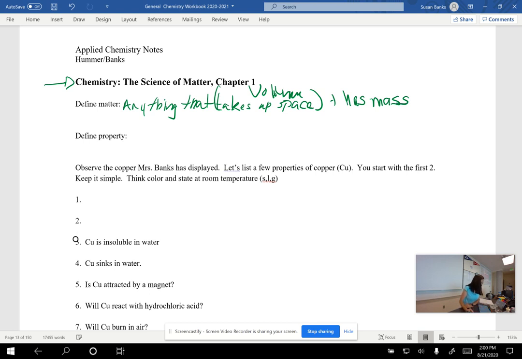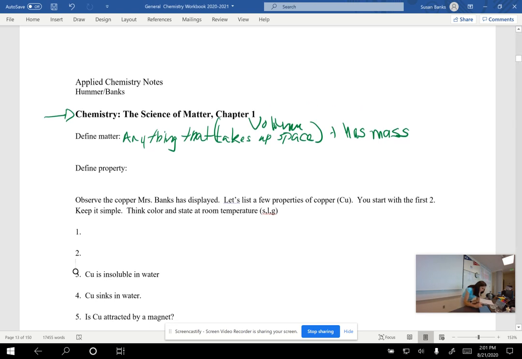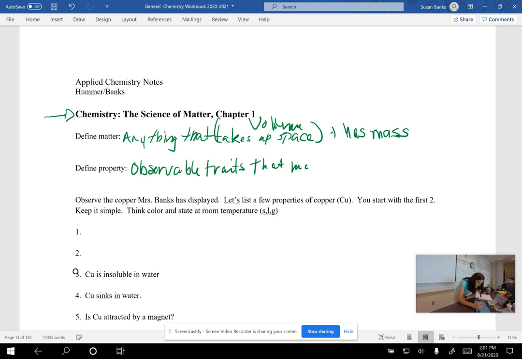Okay, I need to get better at writing on this tablet. Property. A property is anything that I can observe about an object or some matter. So it's observable traits that matter has.